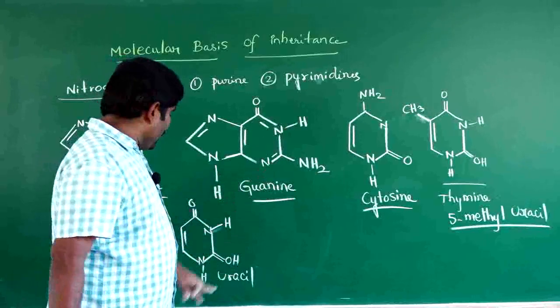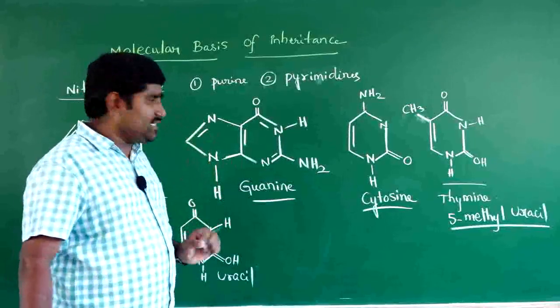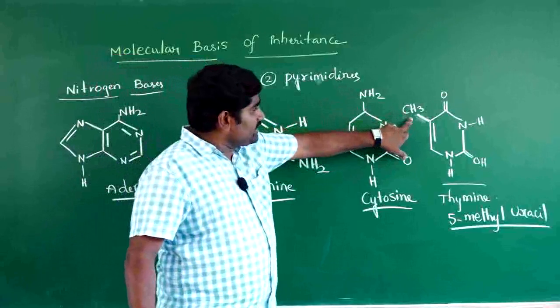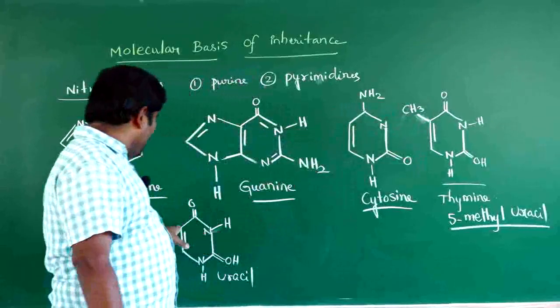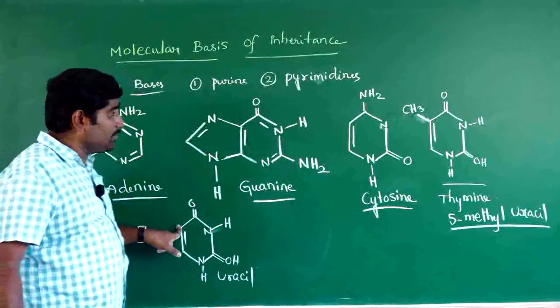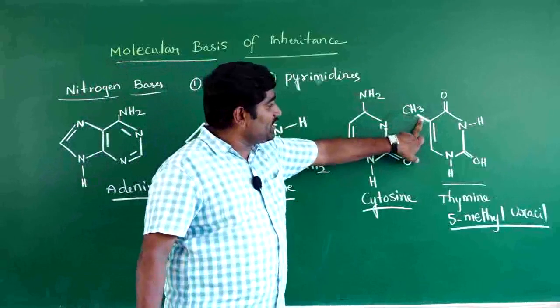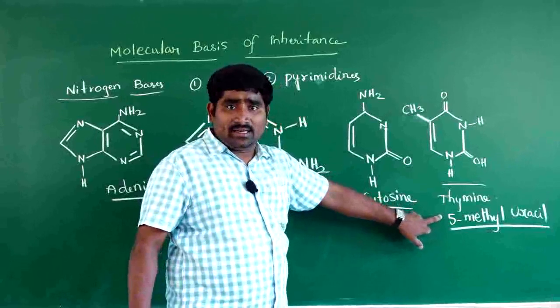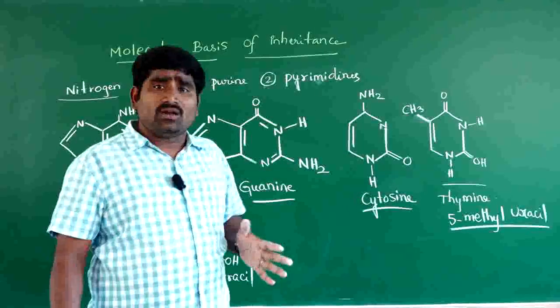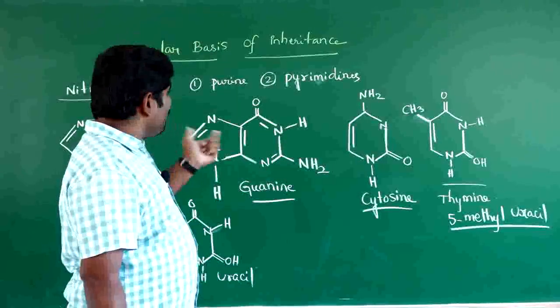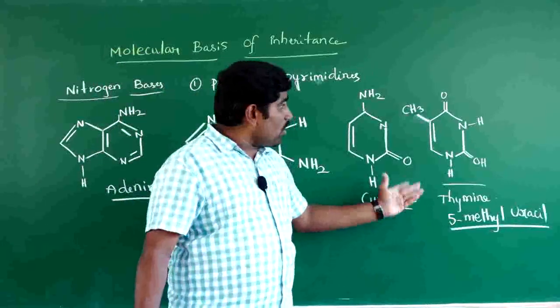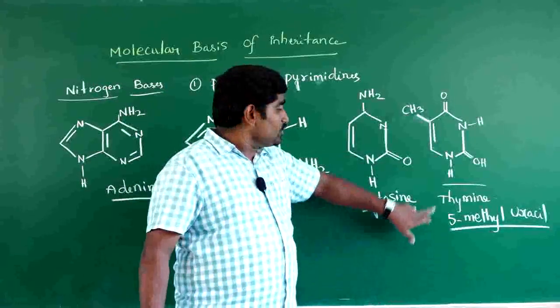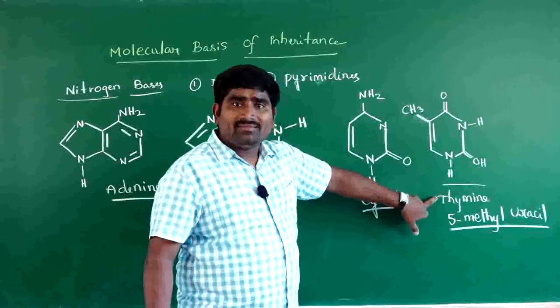Thymine and uracil have only one difference in their structures: in uracil, there is no methyl group at the fifth carbon, but in thymine there is a methyl group at the fifth carbon. So thymine can be considered as 5-methyl uracil, because uracil is not a stable pyrimidine, so uracil is modified into 5-methyl uracil, which is thymine.